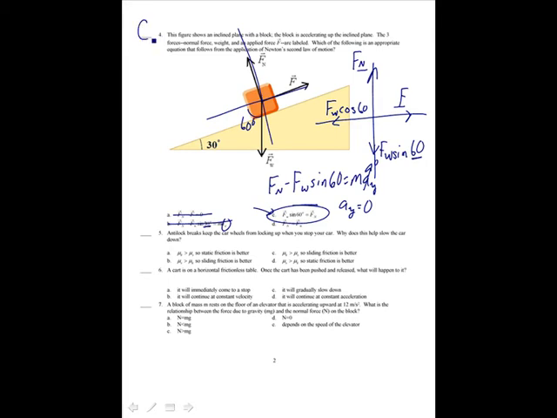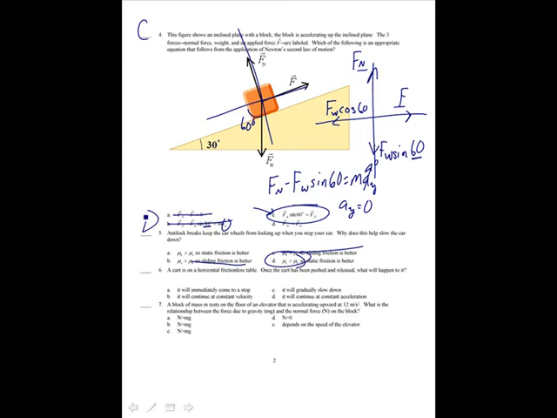Anti-lock brakes keep the car wheels from locking up when you stop your car. Why does this help slow the car down? We know that static friction is better. That means it's bigger than kinetic friction, so we can get rid of this and this, and we know that mu s is greater than mu k, so that leaves us with option D.